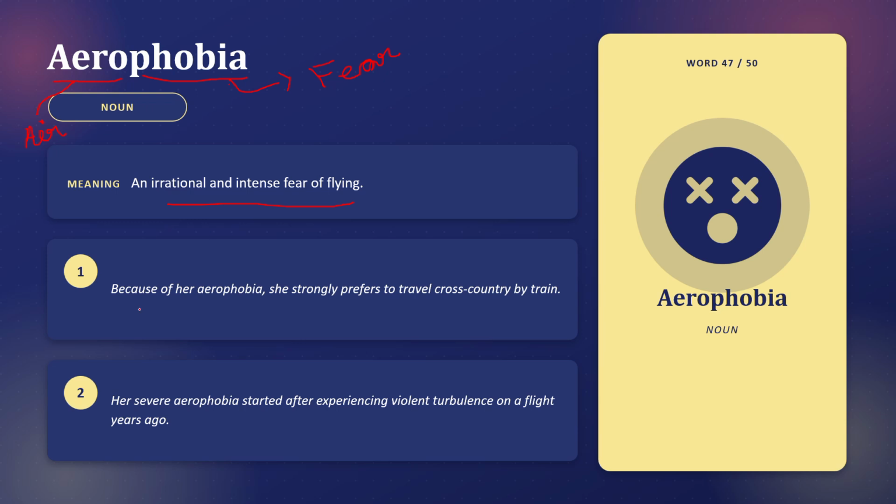Because of her aerophobia, she strongly prefers to travel cross country by train. Next, her severe aerophobia started after experiencing violent turbulence on a flight years ago. Clear? Aerophobia. You can see the images here.